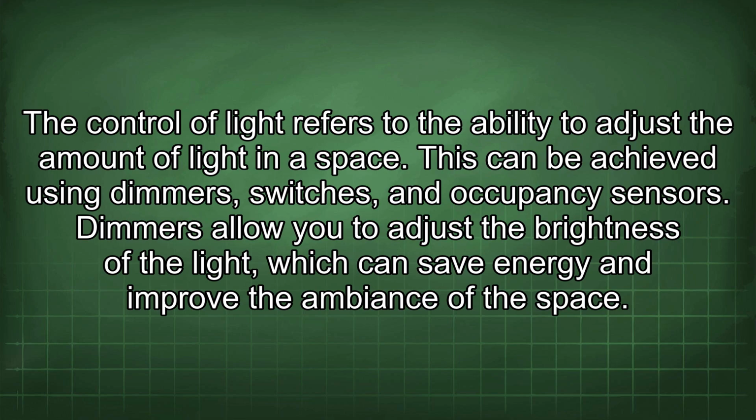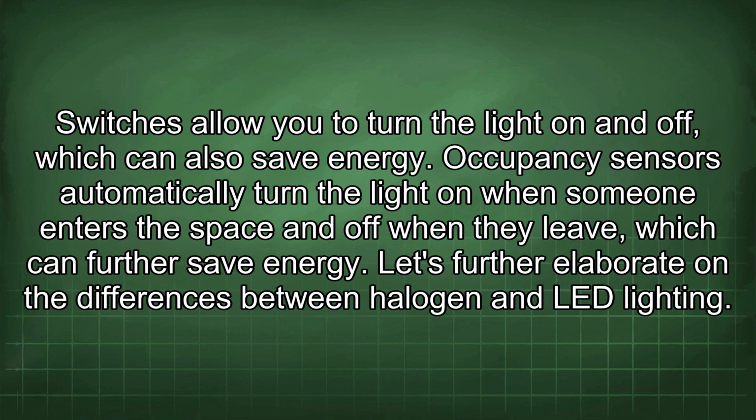Dimmers allow you to adjust the brightness of the light, which can save energy and improve the ambience of the space. Switches allow you to turn the light on and off, which can also save energy. Occupancy sensors automatically turn the light on when someone enters the space and off when they leave, which can further save energy.